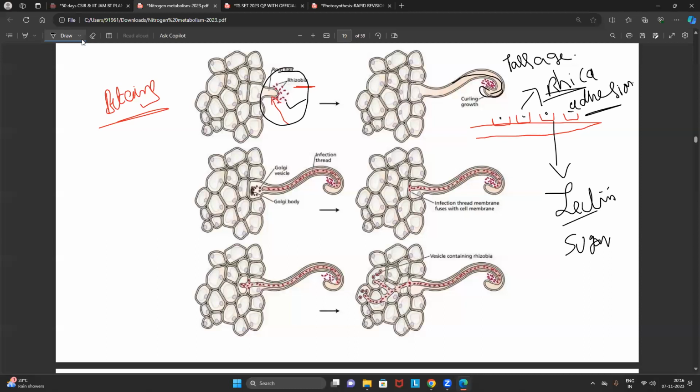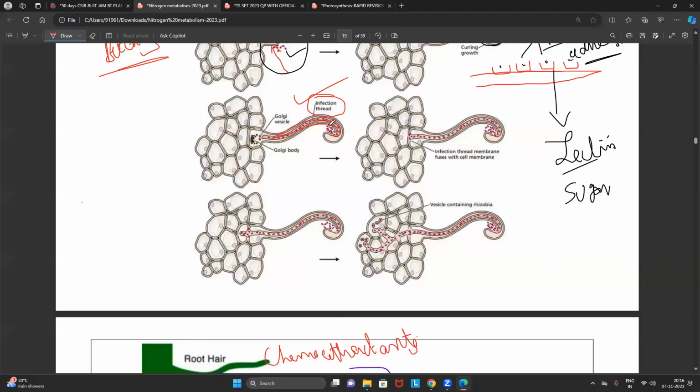The moment they cause curling of the root hair, all the students focus. Now you can see it, right? Bacteria can easily move inside. So friends, whenever the bacteria is moving inside, you know what we call it as? Infection thread. What do we call? Infection thread. Now bacteria is moving inside, right? Now all the students understand the important point.